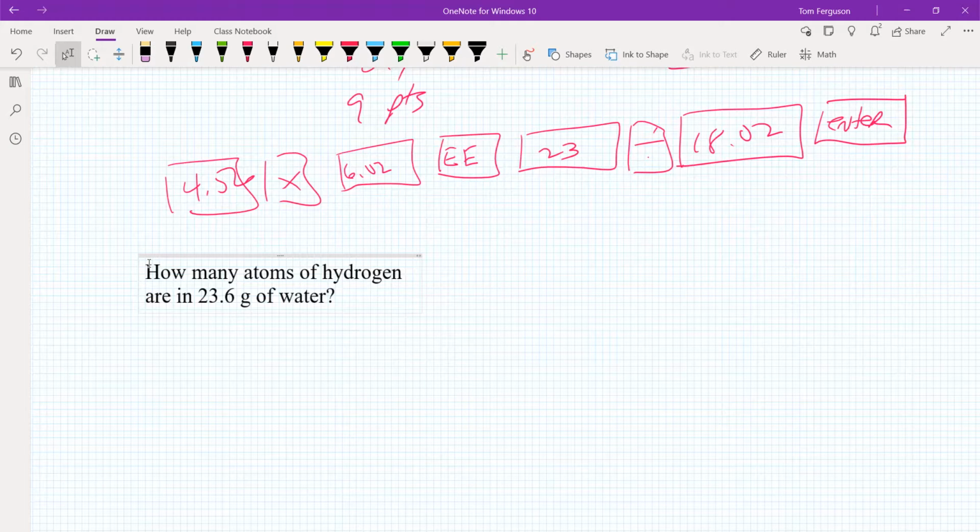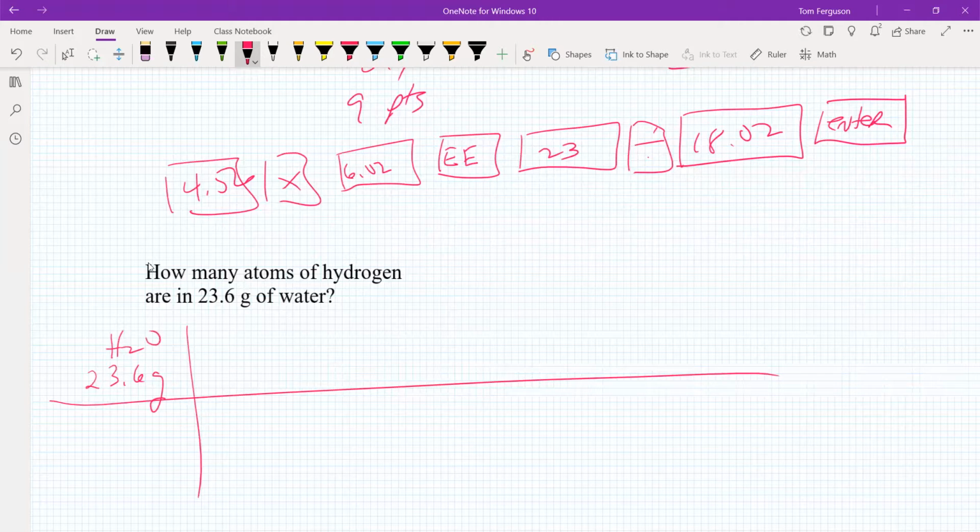How many atoms of hydrogen are in 23.6 grams of water? Okay. All right, there's no chemical reaction. Our given is 23.6 grams of water, and we're trying to calculate the number of atoms of hydrogen. Atoms, not molecules of water, atoms of hydrogen. So the first step is to convert to our intermediate, moles.